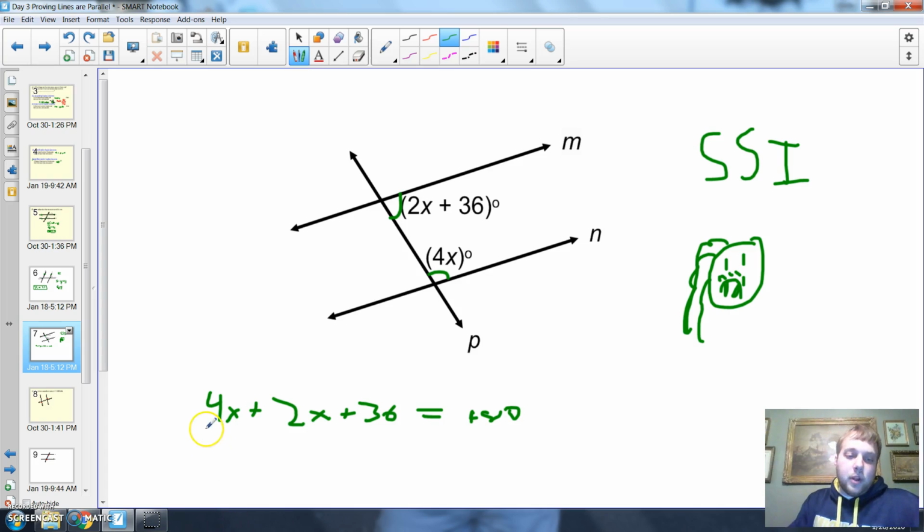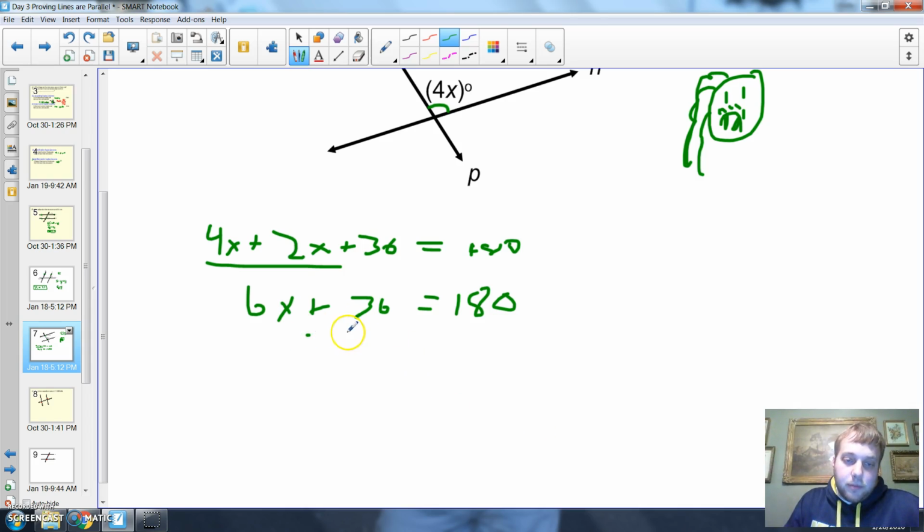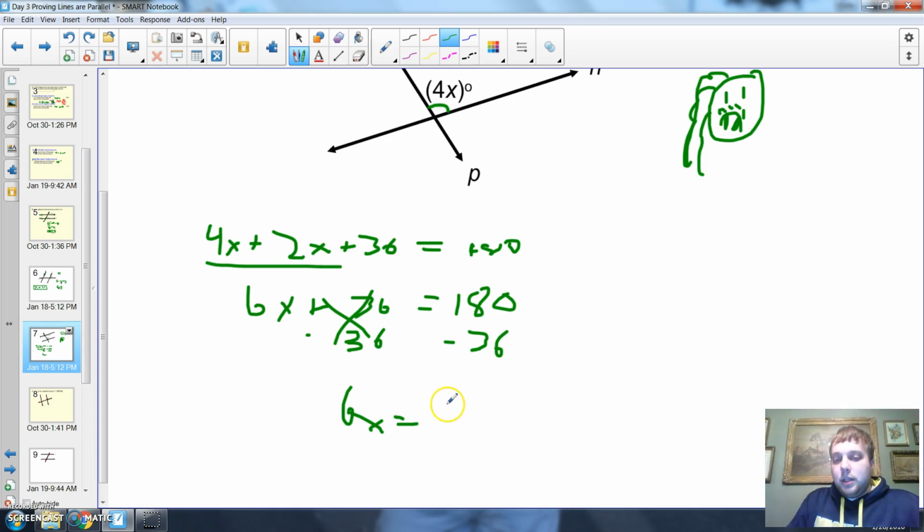Okay, so first of all, I'm going to combine like terms. I know 4x and 2x is 6x, and then plus the 36. Equals, let's see if I can write 180 a little better this time. Alright. Okay, next, I'm going to minus 36. That's a 3. Minus 36. And I'm going to have 6x equals, I believe, 144. Man, I shouldn't have bragged about the no calculator thing. Divided by 6, divided by 6.